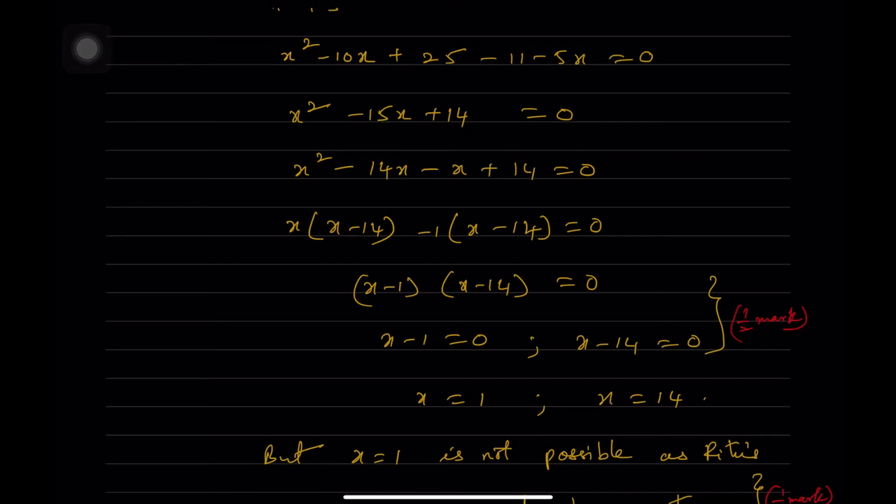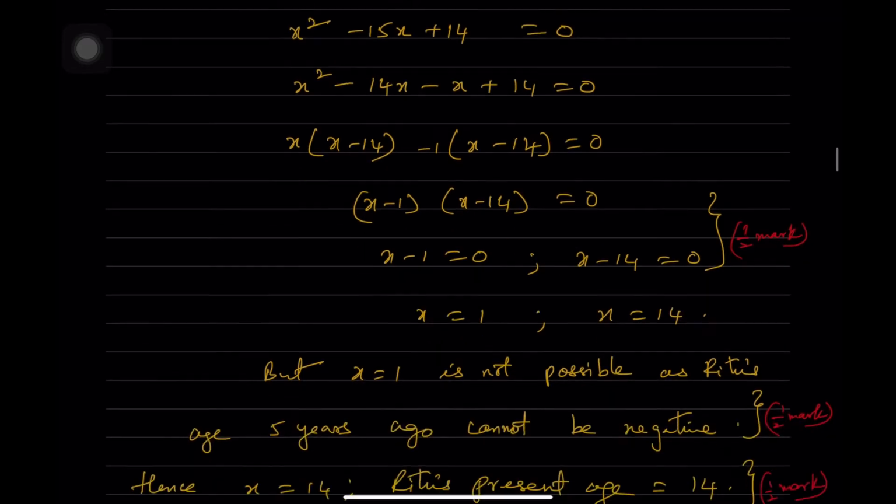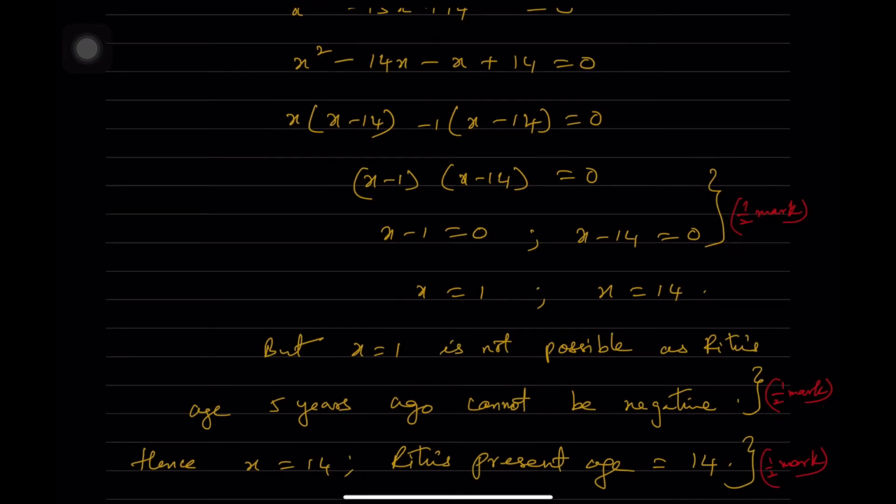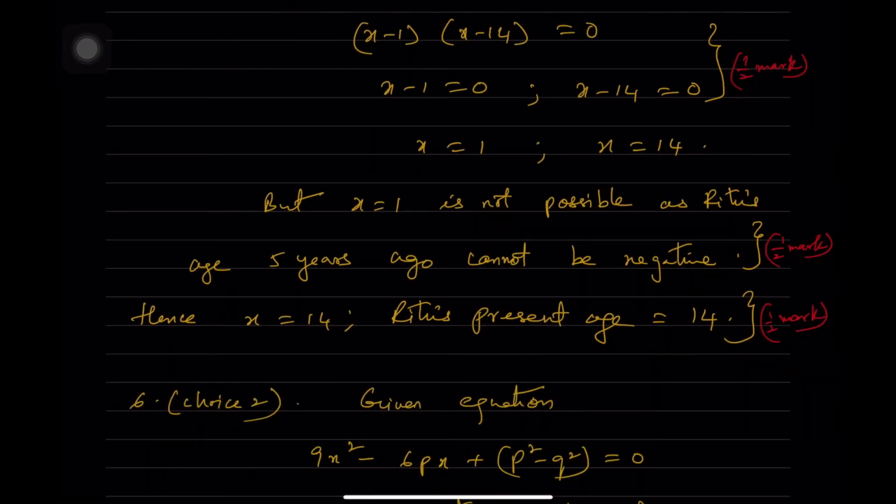x minus 1 is equal to 0, x minus 14 is equal to 0. For this you are having a half mark. Therefore x is equal to 1, x is equal to 14. But x is equal to 1 is not possible, as Ritu's age 5 years ago cannot be negative. If you write x minus 5, then if you put 1 minus 5 you are getting minus 4, and nobody can have negative age, isn't it? So therefore that is not valid. x is equal to 1 is not possible. Hence x is equal to 14. Ritu's present age is 14.